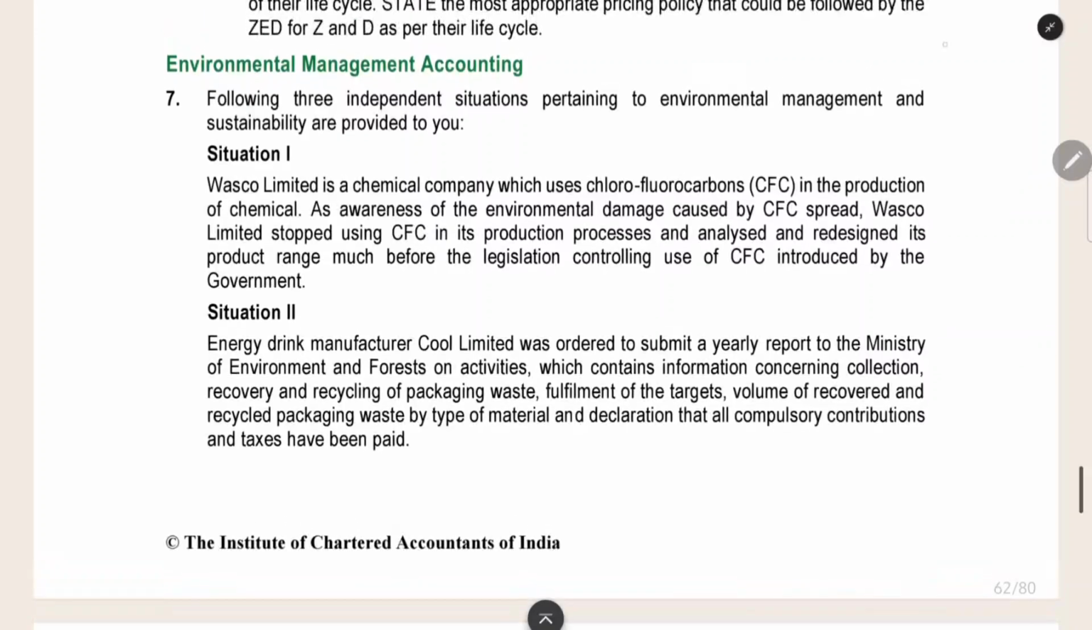Now, environmental management accounting. This is a question which is mostly fully theory. You can read it by yourself. There is no practical part in this question. Just using the concept, you have to draft a solution for the questions asked.